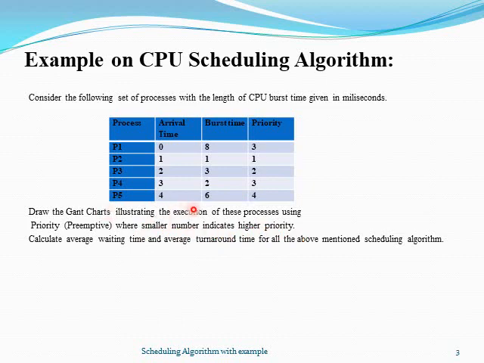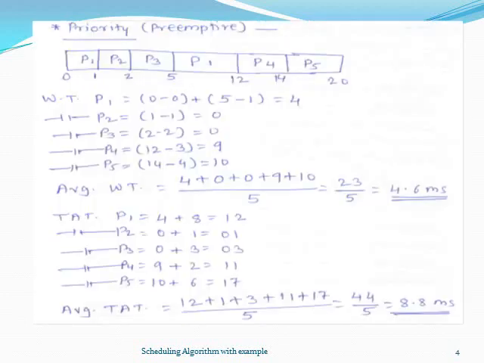By using this given information, we are going to draw the Gantt chart and calculate average waiting time and average turnaround time using the preemptive priority scheduling algorithm. So, let's discuss the Gantt chart of the given example. As process P1 arrives at 0, it is scheduled immediately.